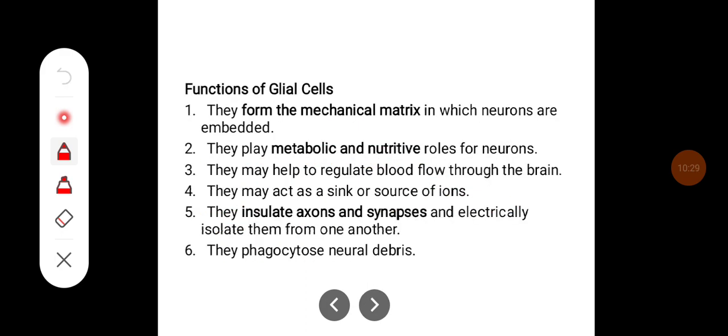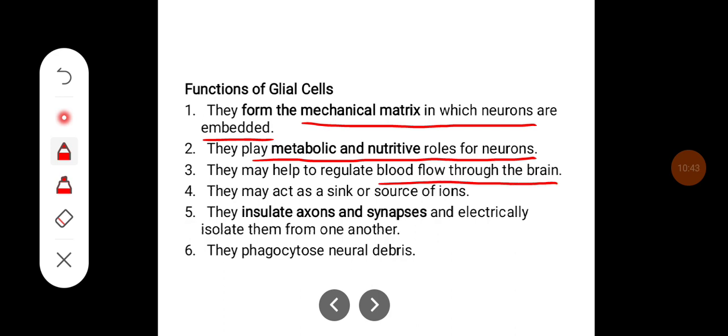The functions of glial cells: they form the mechanical matrix in which neurons are embedded. They play metabolic and nutritive roles for neurons. They may help to regulate blood flow through the brain. They may act as a sink or source for ions. They insulate axons and synapses and electrically isolate them from one another. They phagocytose neural debris.